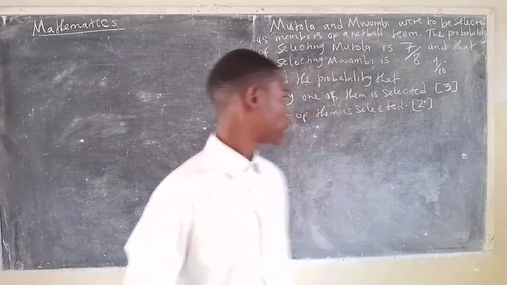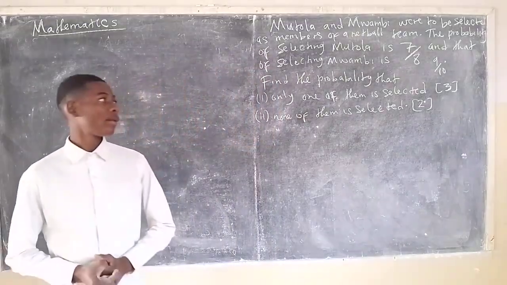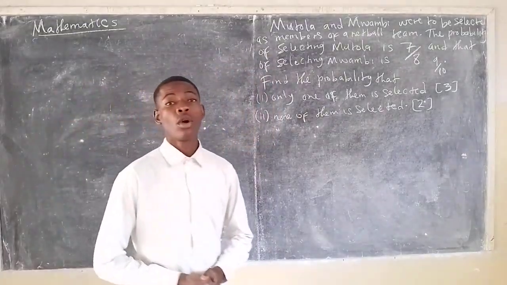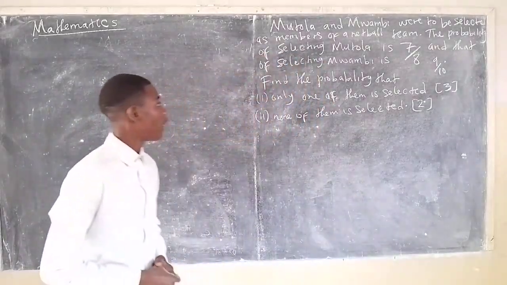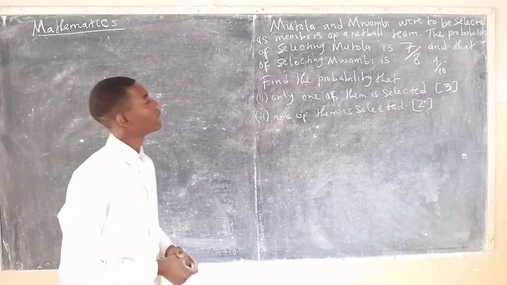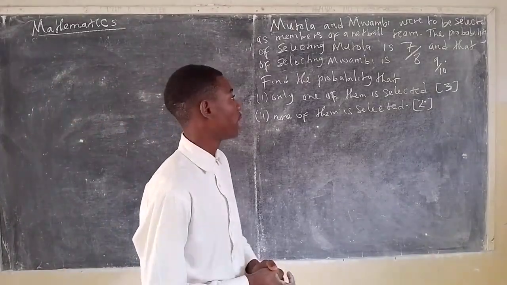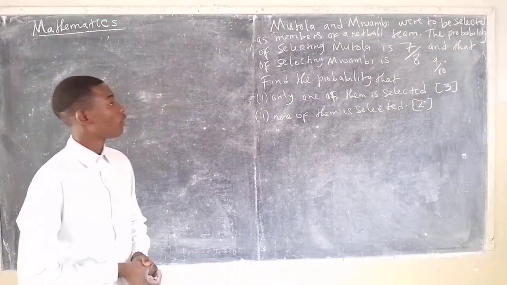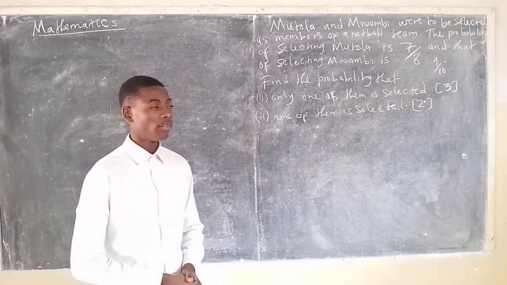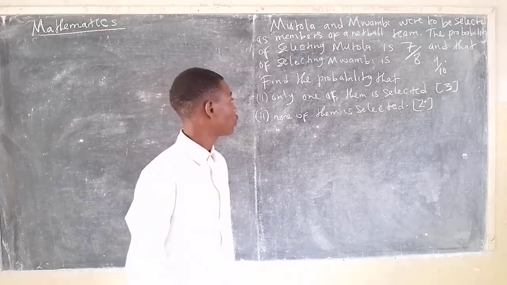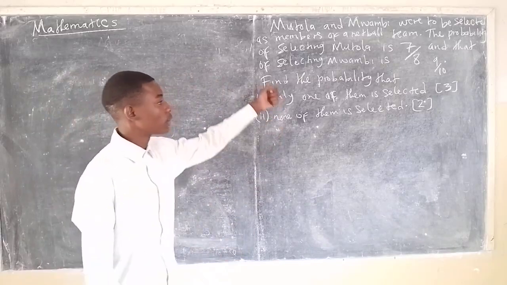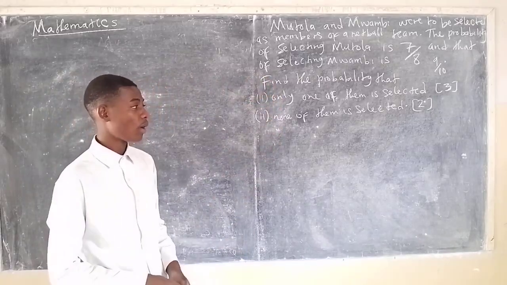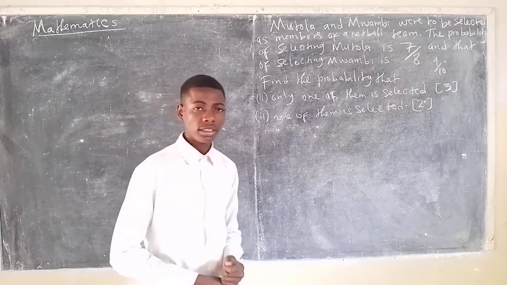So we are asked about a question coming from probability, which is a unique type of question. Mutola and Mwami were to be selected as members of a netball team. The probability of selecting Mutola is 7 over 8 and that of selecting Mwami is 9 over 10. Find the probability that only one of them is selected.